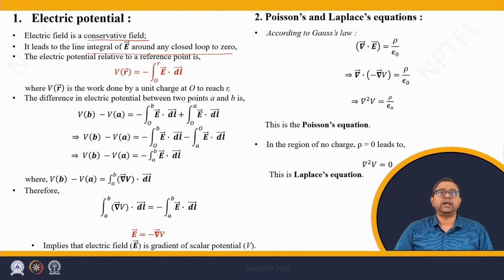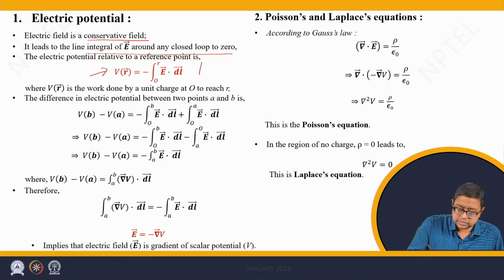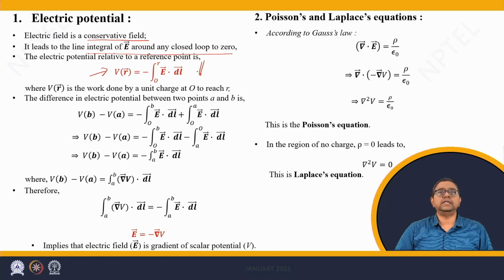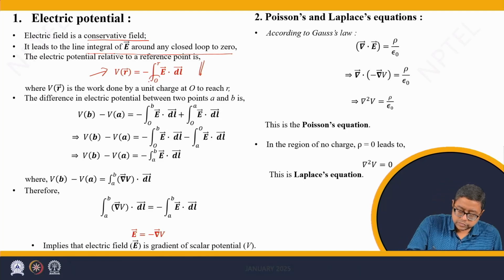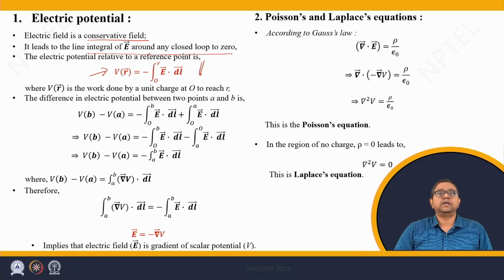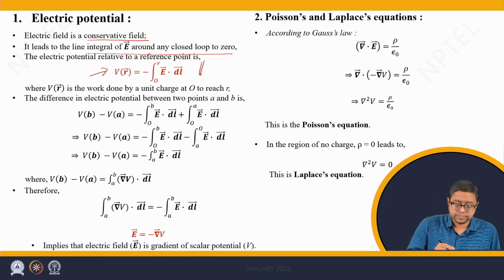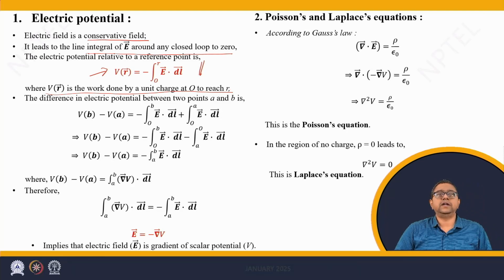The electric potential relative to a reference point is V(r vector), given as minus integral E dot dl. Now, this is with respect to the point O, such that V(r) is the work done by a unit charge at O to reach the location R. We can obtain the mathematical representation of this potential function.